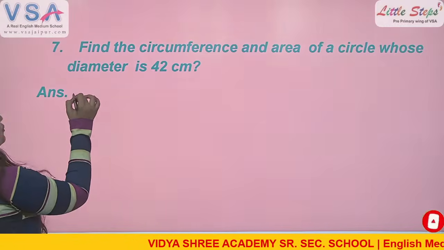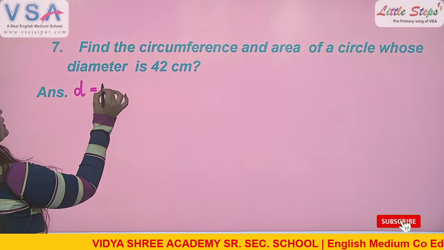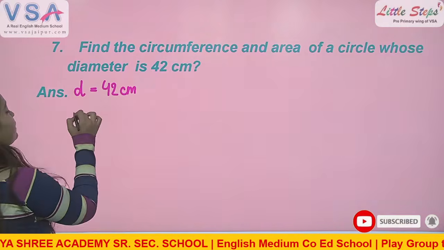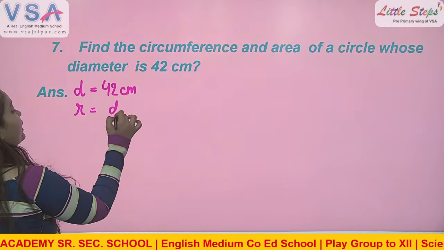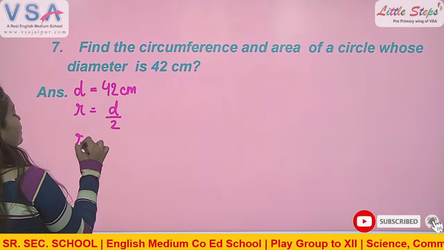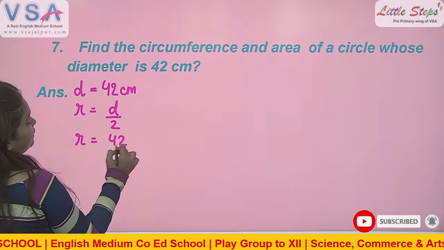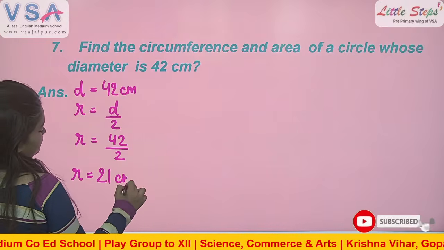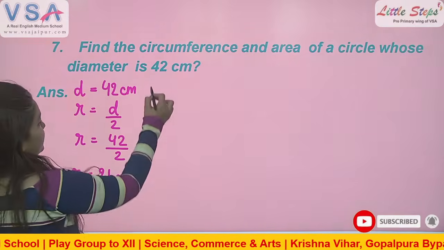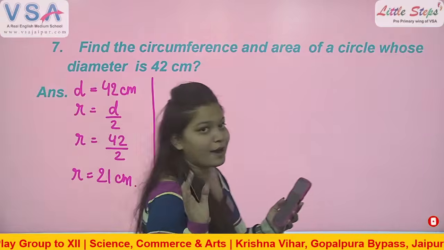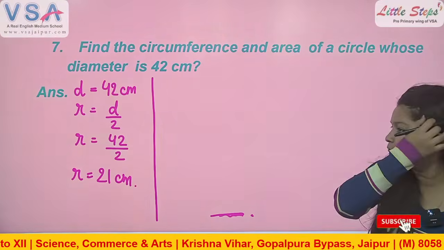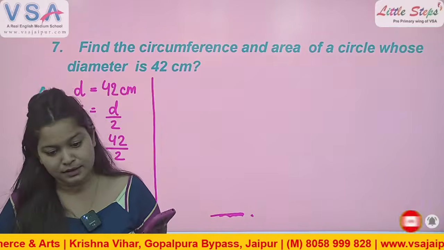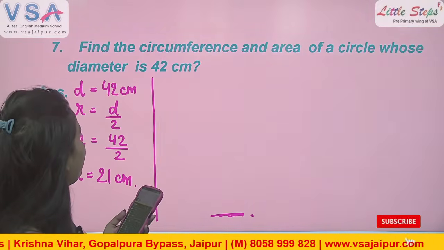So what do we have to do first of all? How much diameter is given? 42 centimeter. We don't want the diameter, we want the radius. What is the formula of radius? d upon 2. That means we have to divide the diameter by 2 and we have the radius 21 centimeter. Clear? This is what we have to do first of all: find out the radius. The diameter is not required in a circle, we needed the radius. So by applying the formula we found the radius.